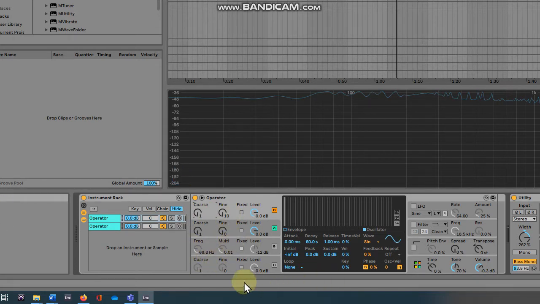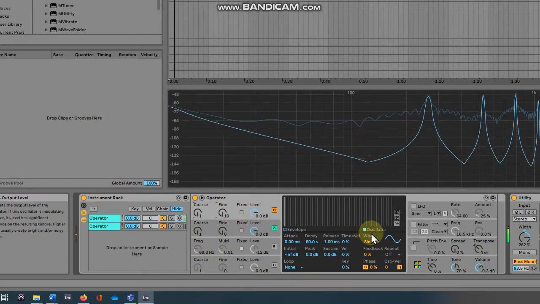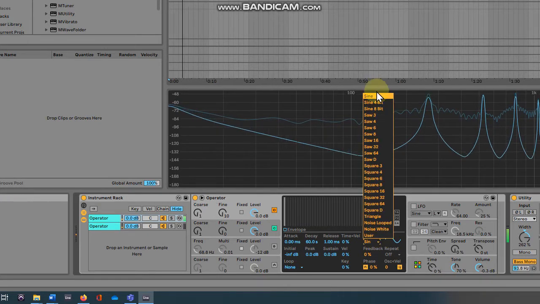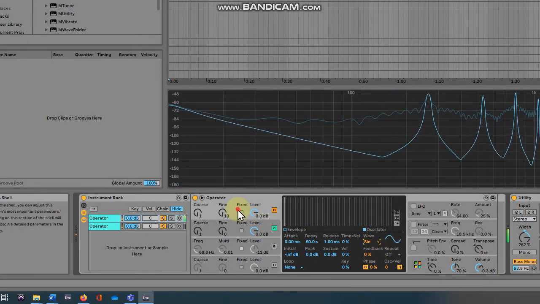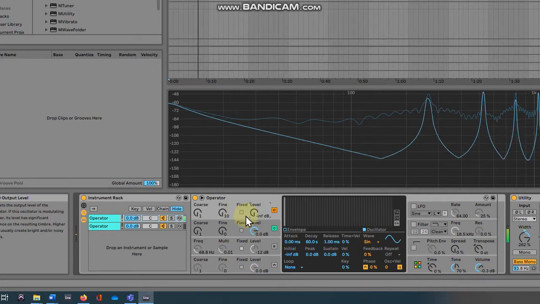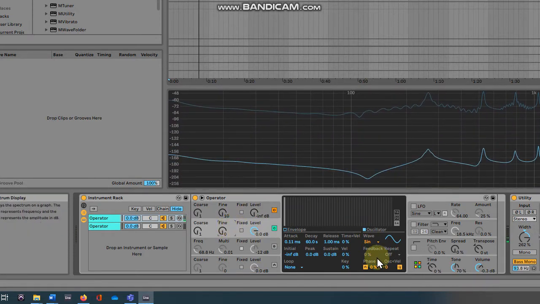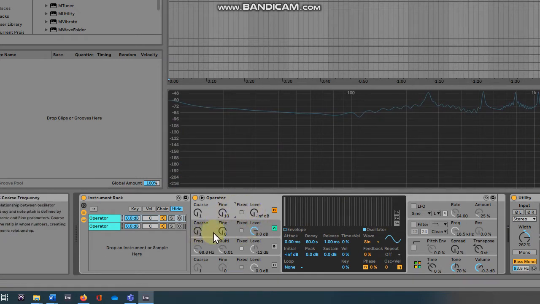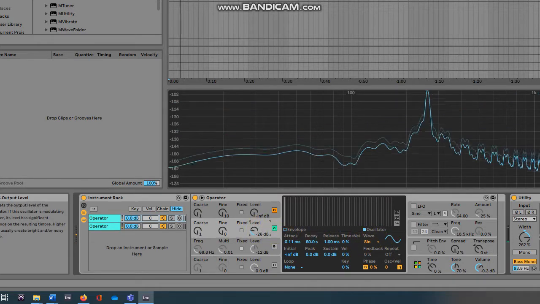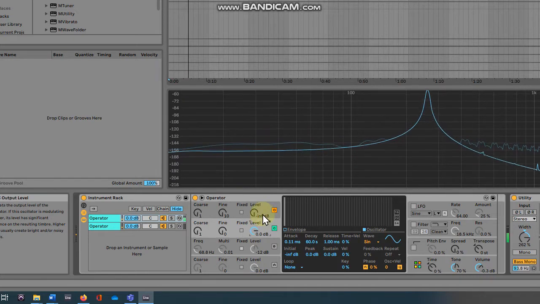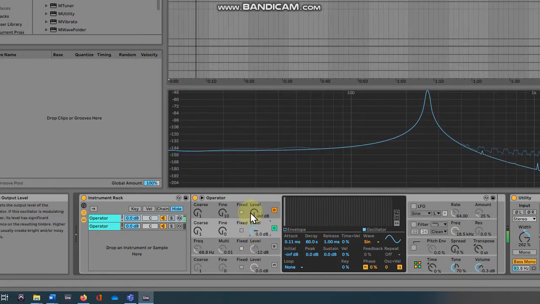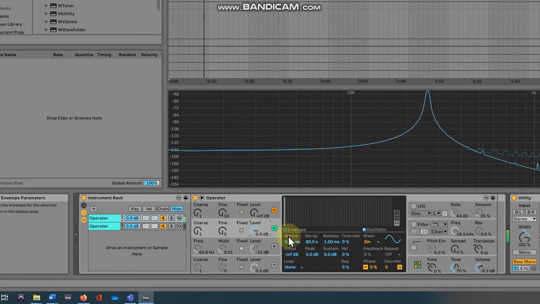I'll just play one note through it, and that's not what I was thinking it was going to sound like. Just give us a sec. Of course, fine tune. This has to be a sine wave, yeah. What was that other thing about? I don't know. It must have been up here.